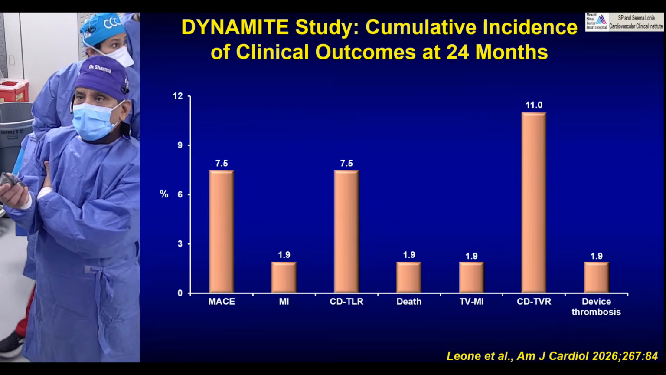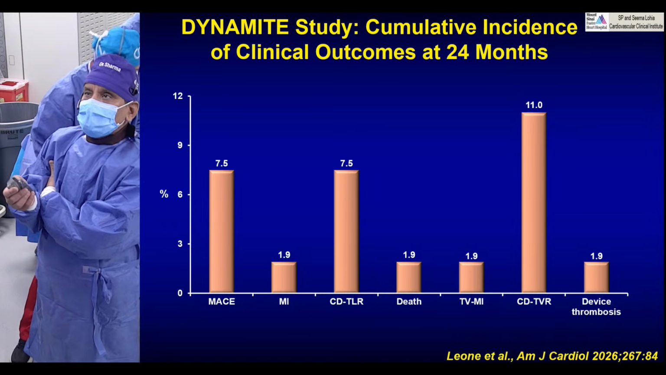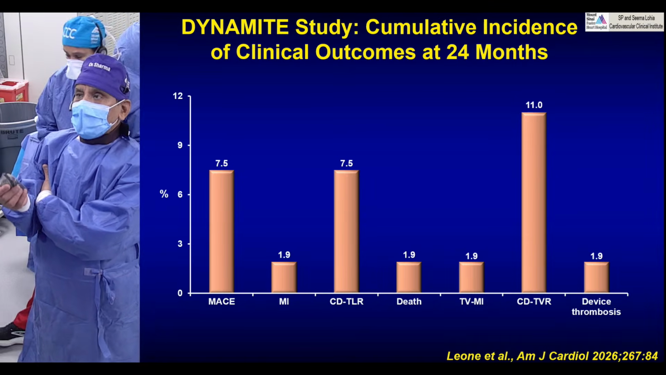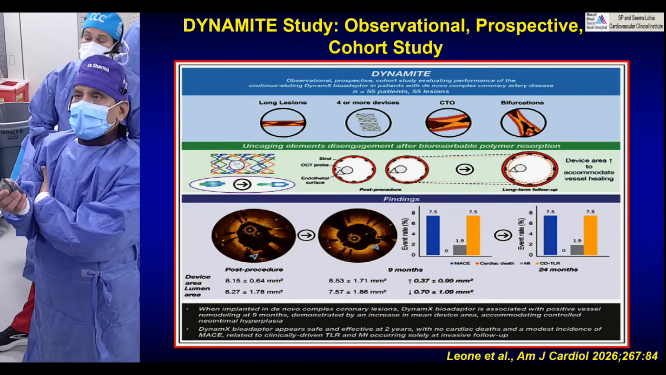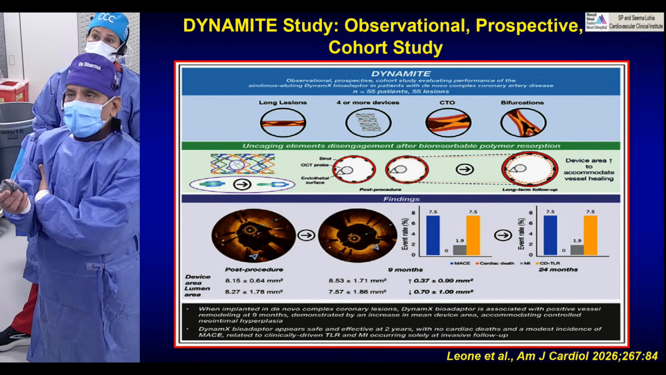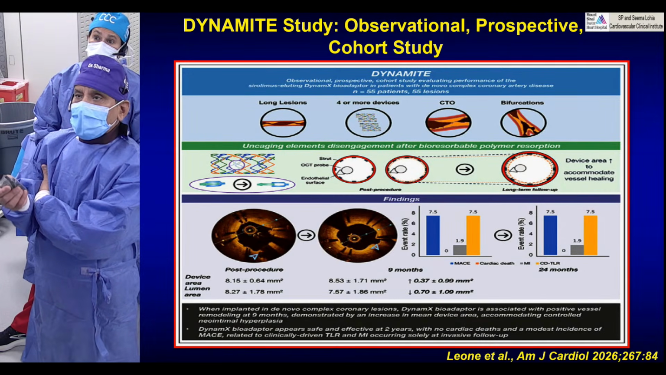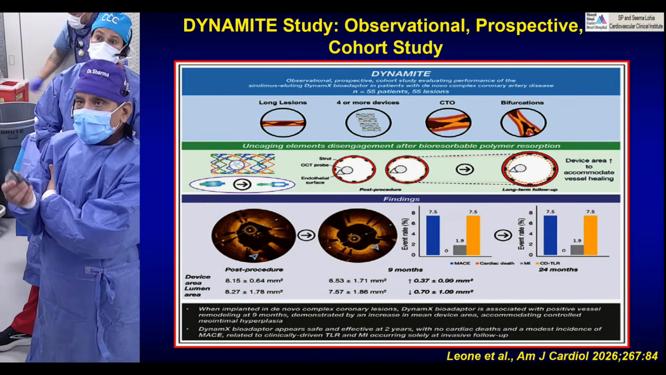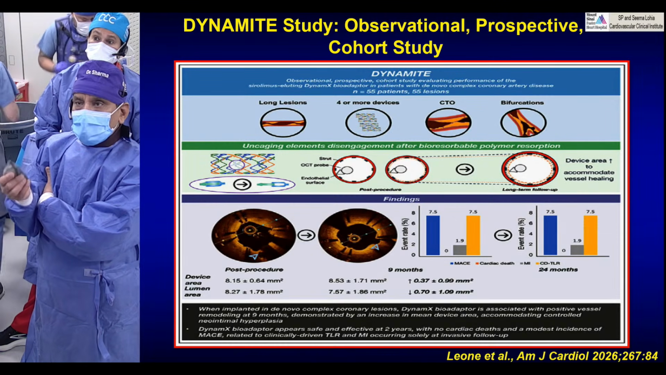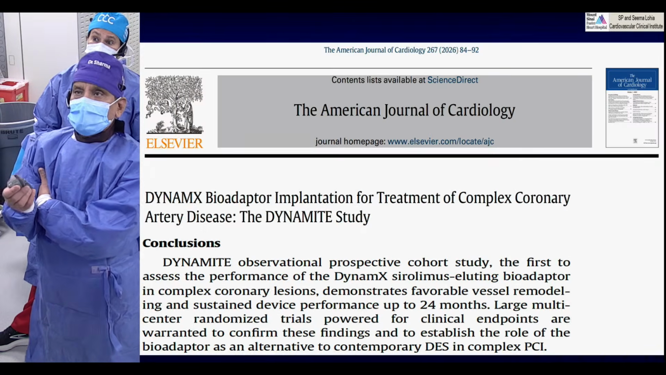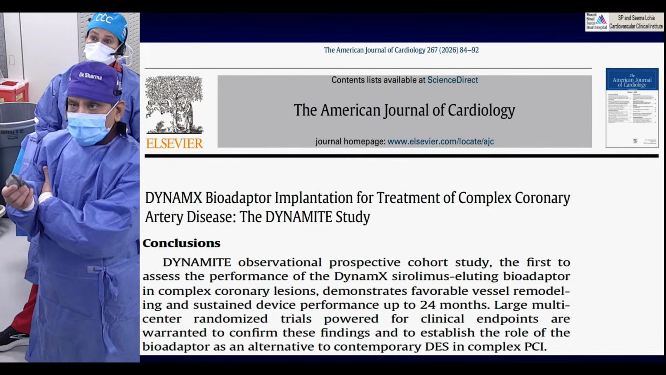And now this is the overall event rate with a TLR of 7.5%. In these complex cases, device thrombosis is less than 2%. And this is the central figure, which puts everything together. Cardiac death at 9 months and at 24 months is very reasonable, and OCT shows positive remodeling, which is the plus point. So this is the new device.